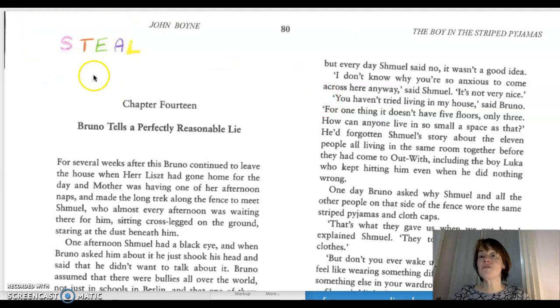Just to review, here we have S, which is pink, and what does S stand for? It stands for speech. T, which is orange, stands for the thoughts. E, which is green, stands for the effect that the character has on others. A, which is purple, stands for the actions of the character. And L, which is yellow, stands for their looks.